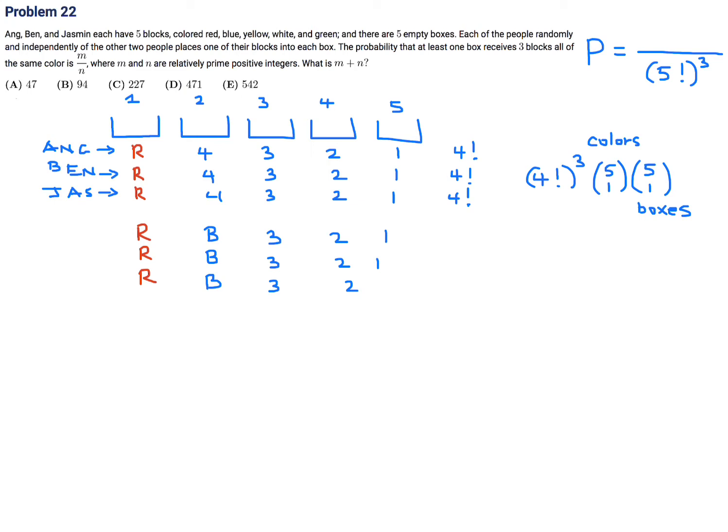So now let's figure out this one. Now, in a very similar way, it's 3 factorial, but there's 3 people, so to the power of 3. Then for the colors, from 5 colors, this time I chose 2 colors. I chose red and I chose blue. And then from the 5 boxes, I chose 2 of the boxes. I chose box number 1 and box number 2.